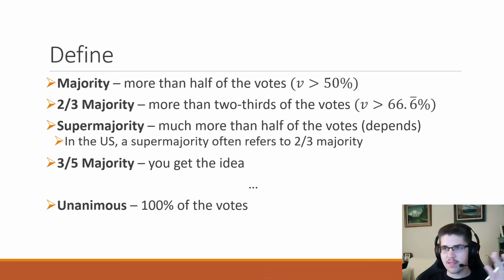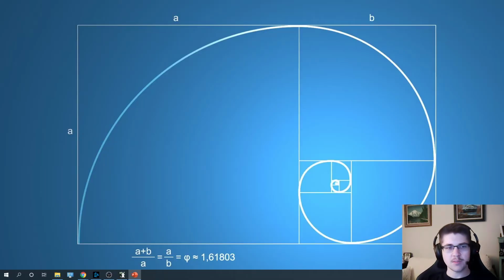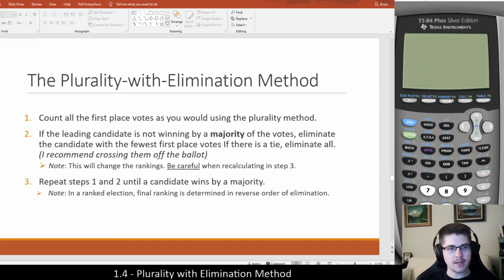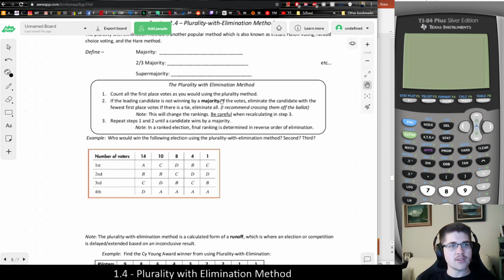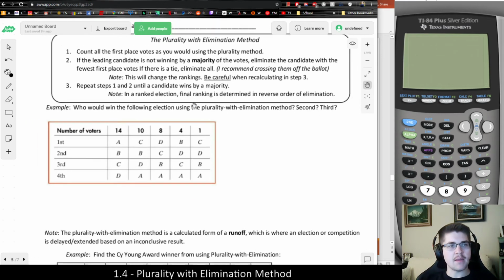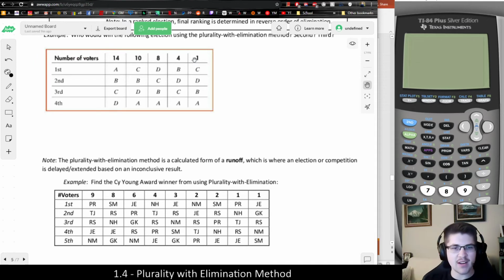Let's actually run the plurality with elimination method, and let's return back to the same example we've been doing. Let's try to figure out who would win the class president under plurality with elimination. So I'm going to end the slideshow here and go back to the packet to continue working on this. And all the step-by-steps for these methods are also in the packet. It's a very handy resource to have.